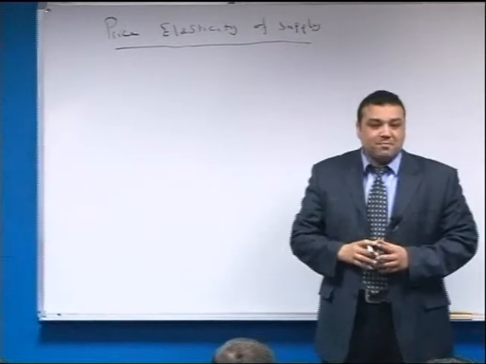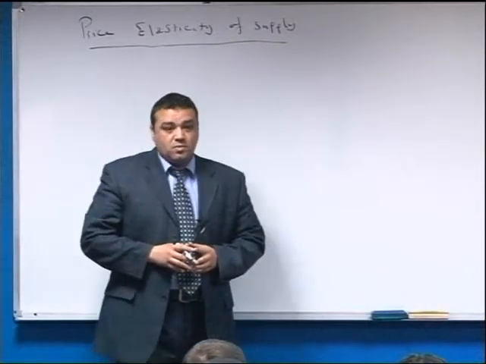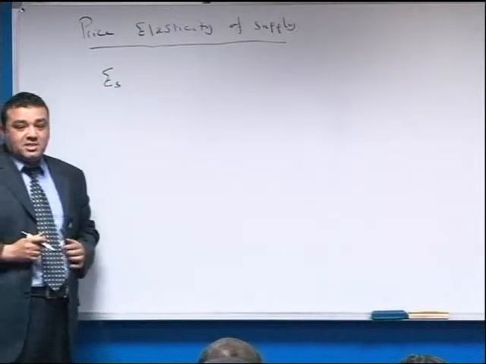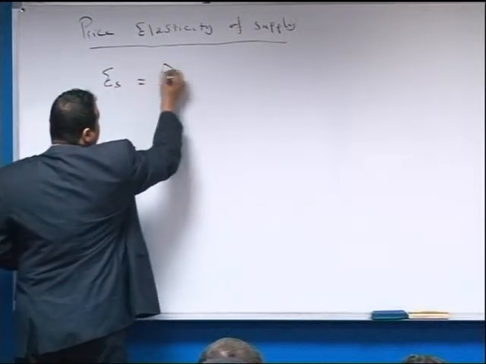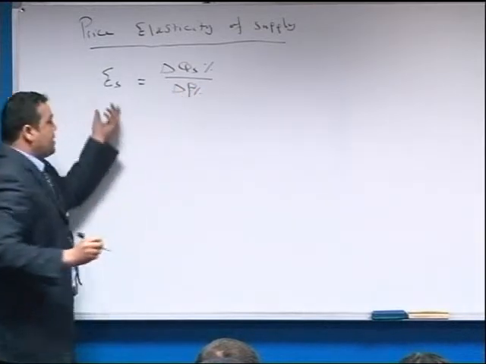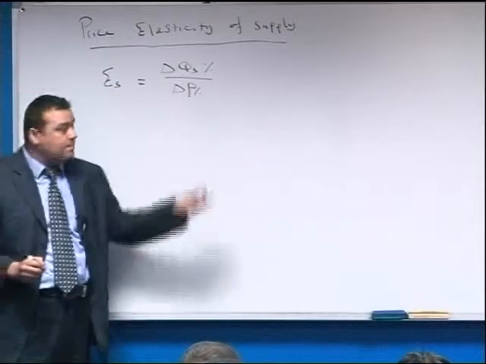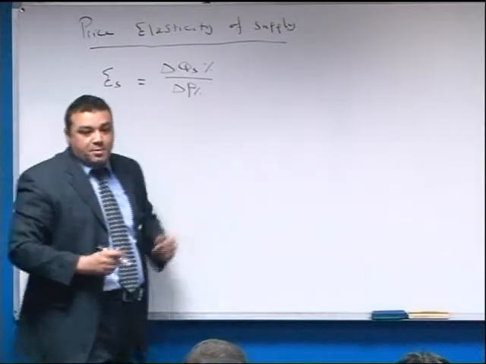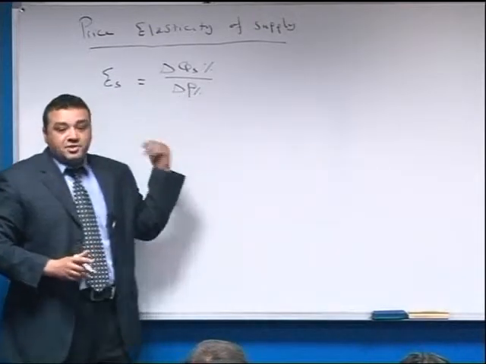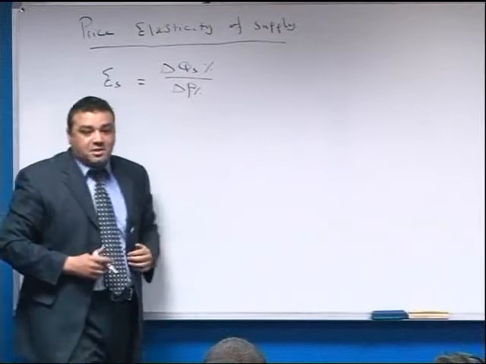The price elasticity of supply is quite similar to the price elasticity of demand. So ES means the price elasticity of supply equals delta QS percent over delta P percent. So the price elasticity of supply is the percentage change in the quantity supplied over the percentage change in the price. It represents the relationship between the price and the quantity supplied.